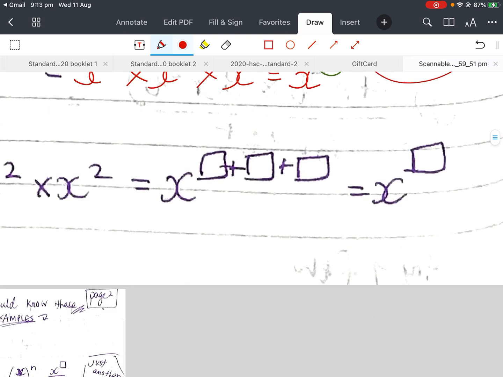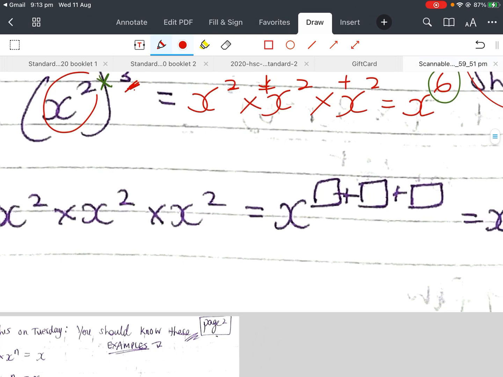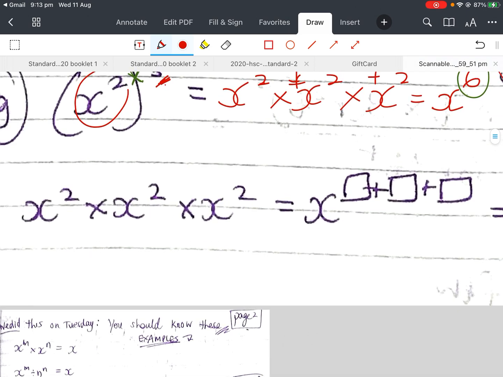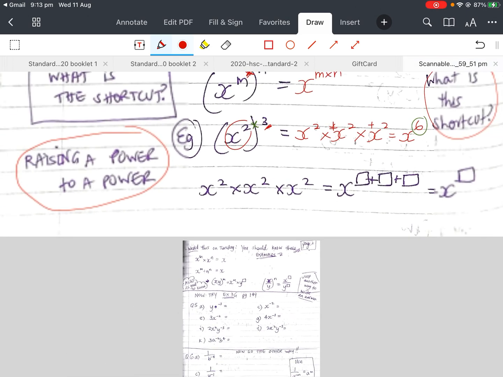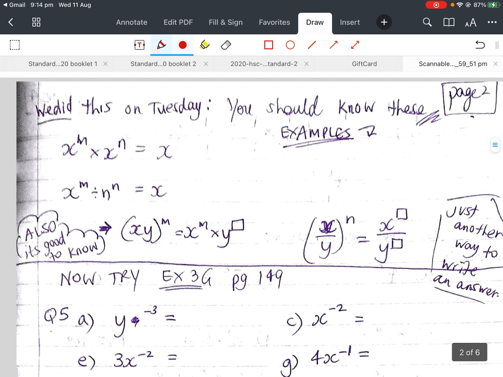Right, let's try another one. So this one here, it's pretty much nearly the same. It's exactly the same thing. Oops, I was supposed to write that down there. My bad. You can write it there if you want. Alright, so this one here, if you're ready. We did this on Tuesday, so hopefully you should already know these examples.